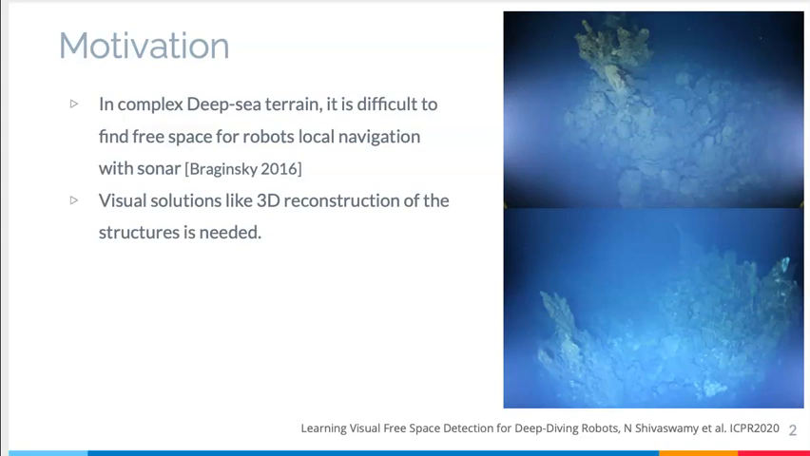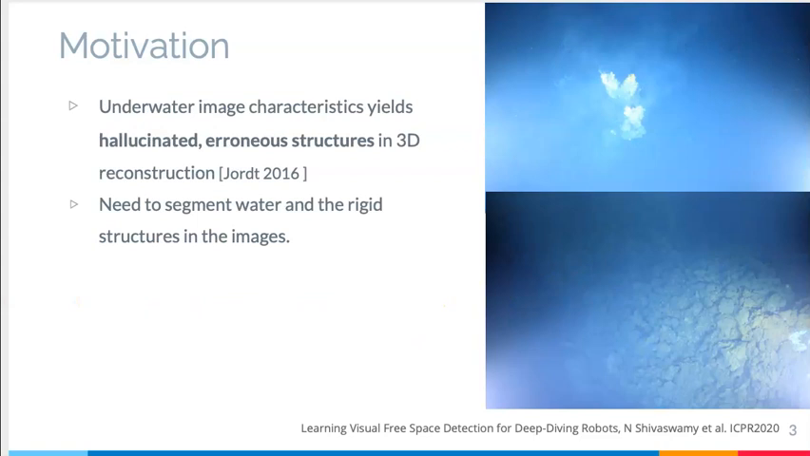The main challenge for a forward-looking robot is to detect obstacles in complex terrain and find free space, that is water, for navigation. Currently, camera-equipped robots are effective means to map this unknown area visually. Artificial lights mounted close to the camera cause uneven illumination and patterns, as seen in these images. Underwater characteristics yield hallucinated and erroneous images in 3D reconstruction.